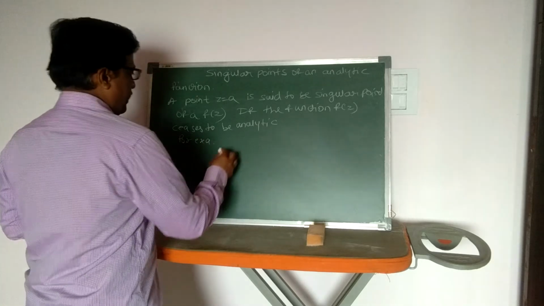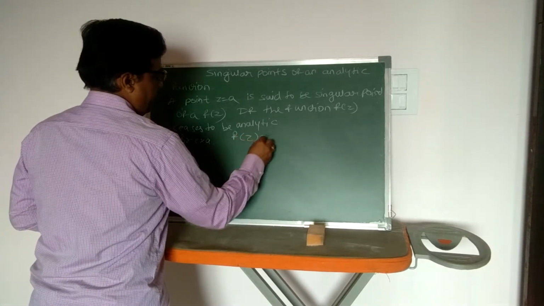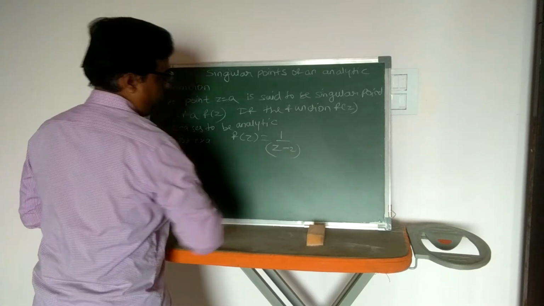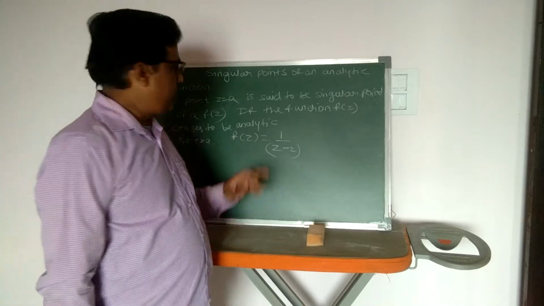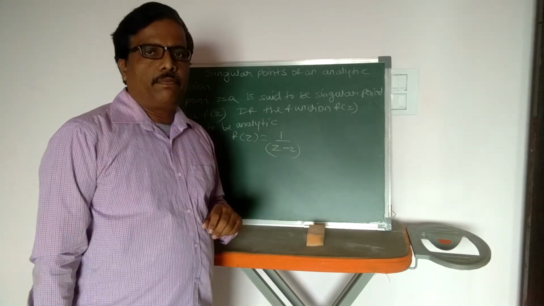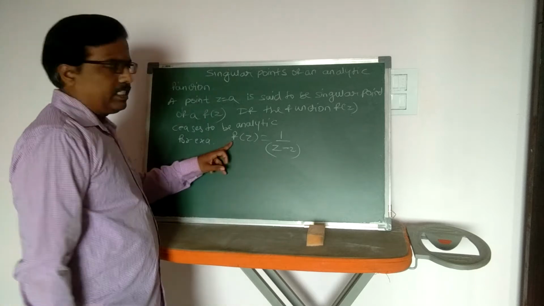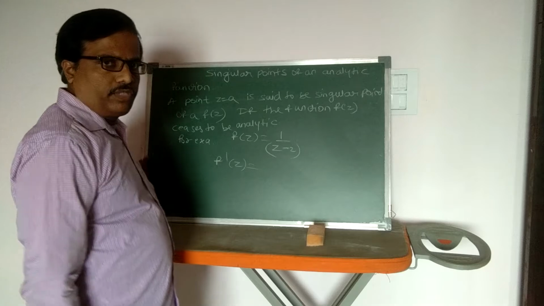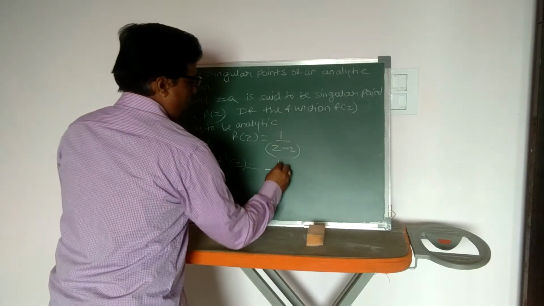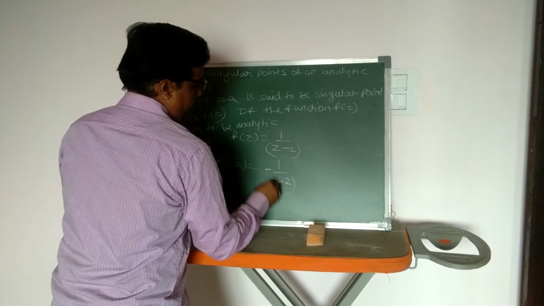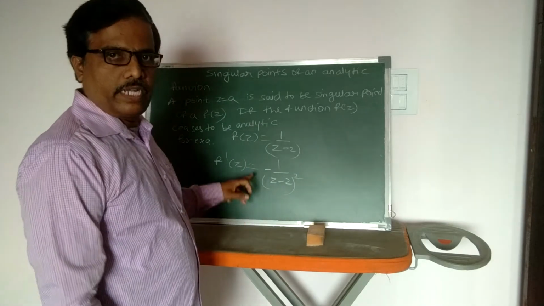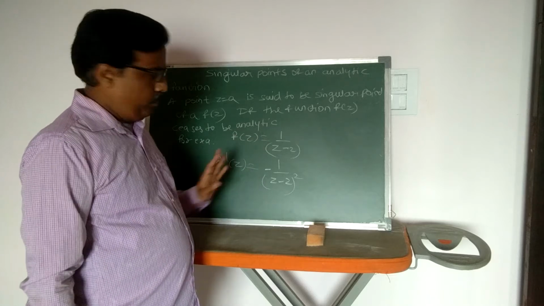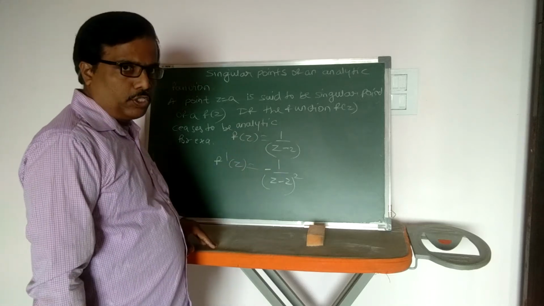For example, consider the function f of z is equal to 1 divided by z minus 2. Now we find its derivative. What is f dash of z? F dash of z is minus 1 divided by z minus 2 whole square, by applying the quotient rule.